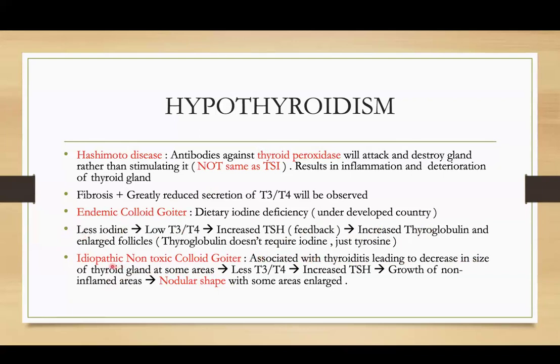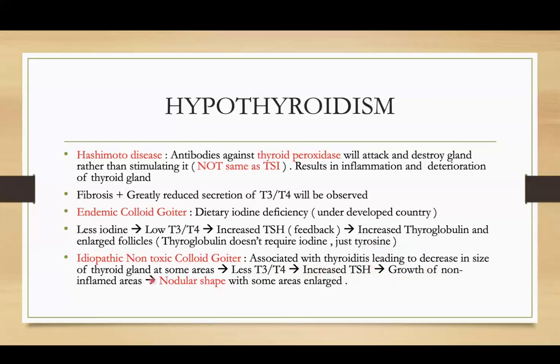Idiopathic basically means when you don't know the reasoning for something, you call it idiopathic. So it's idiopathic because you don't know why this happens, but it happens and it causes a decrease in size in some areas, which leads to a decrease in T3 and T4. Like that's intuitive, that's obvious. You're gonna then have an increase in TSH because there's no negative feedback. And this TSH is going to stimulate the particular thyroid parts that are not affected by the inflammation.